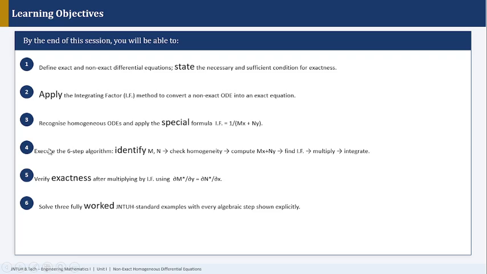We also use a 6-step algorithm to find the solution of a non-exact homogeneous differential equation, and verify exactness after multiplying with the integrating factor by using ∂M*/∂y equal to ∂N*/∂x, and solve 3 fully worked J into H standard examples with every algebraic step shown explicitly.